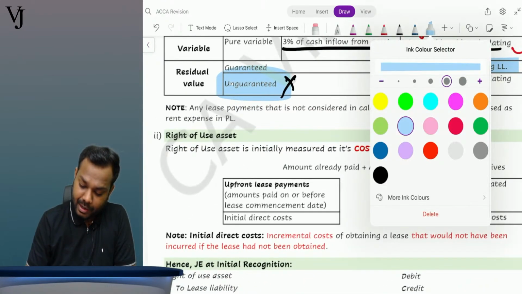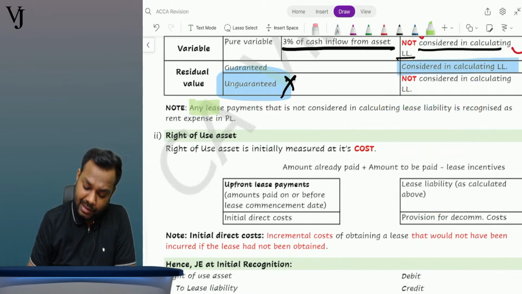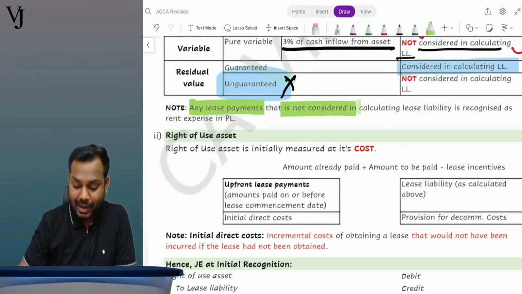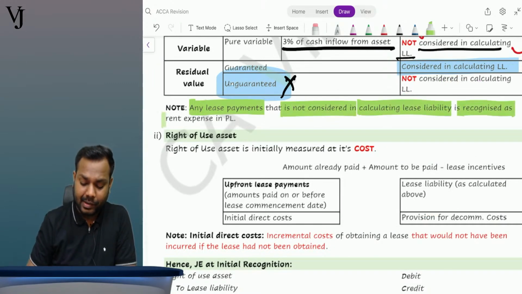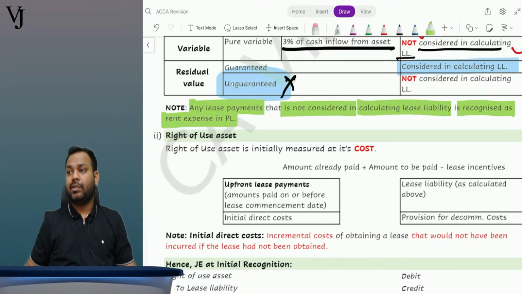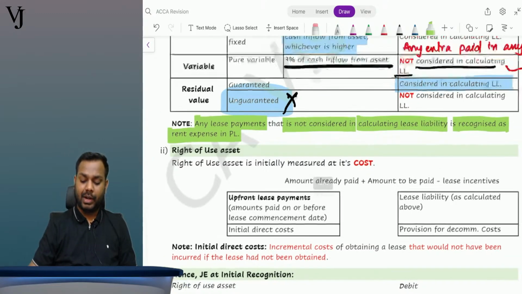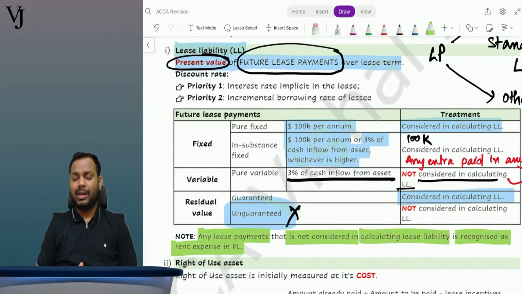See, that's what I am writing here also. Any lease payment that is not considered in calculating lease liability is recognized in P&L as rent expense. Is that clear, everyone? So this is how we will measure the lease liability.